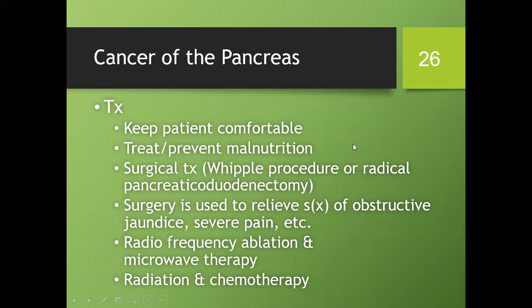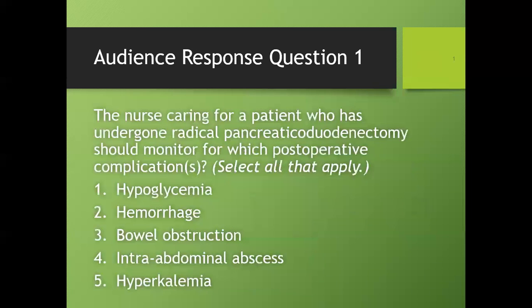We're going to treat and prevent malnutrition for them. Surgical treatment, as I stated, includes a Whipple procedure or a radical pancreatic duodenectomy. The surgery is used to relieve the symptoms of obstructive jaundice and severe pain, etc. Radiofrequency ablation or microwave therapy may be used. Additionally, radiation and chemo may be used to treat the cancer of the pancreas.